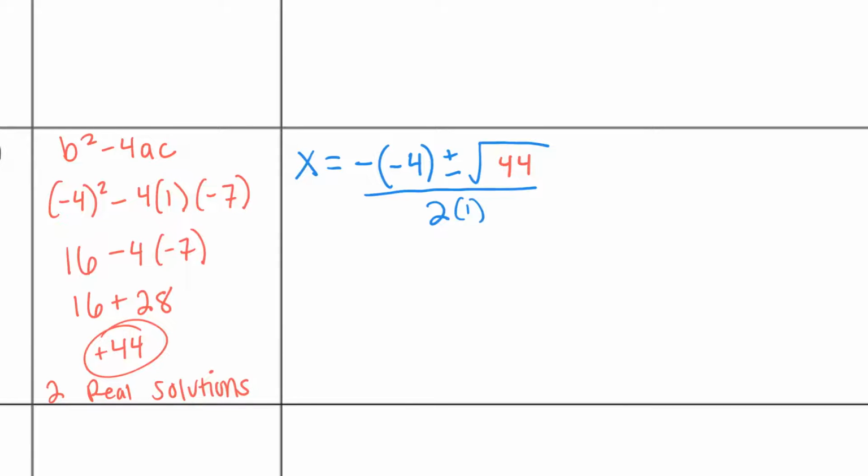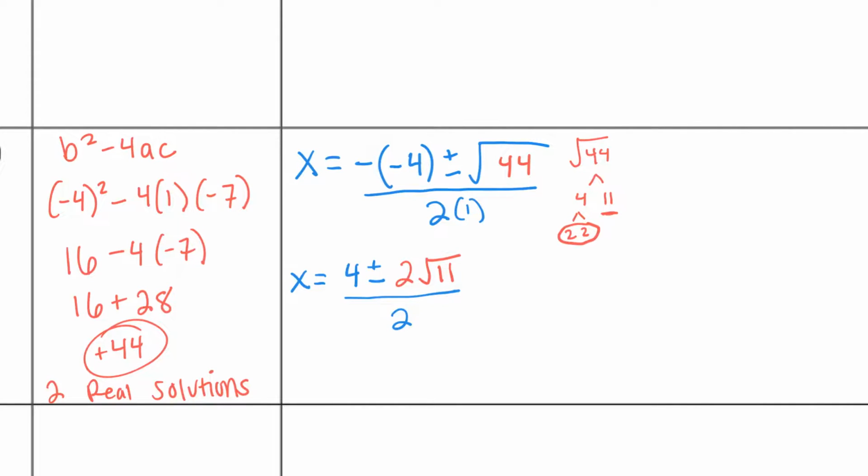Okay, let's do some simplifying here. So I end up with x equals positive 4, because the negative times the negative is a positive, plus or minus, and now I need to find out what the square root of 44 is. Let's figure that out, because it's not a perfect square. So on the side here, let's do a factor tree. I end up with 4 and 11, because 4 times 11 is 44, and then 4 breaks up into 2 and 2. That's my pair. This one stays. So I end up with 2 root 11 all over 2 times 1, which is 2.